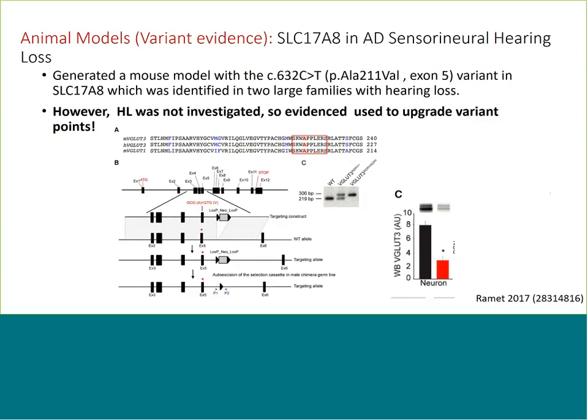Obviously, if we had this missense mouse that had the hearing loss measured, we'd likely score that instead, or maybe further downgrade the other animal model and score this one full points. But we didn't have that option in this case. Maybe in the future we will.